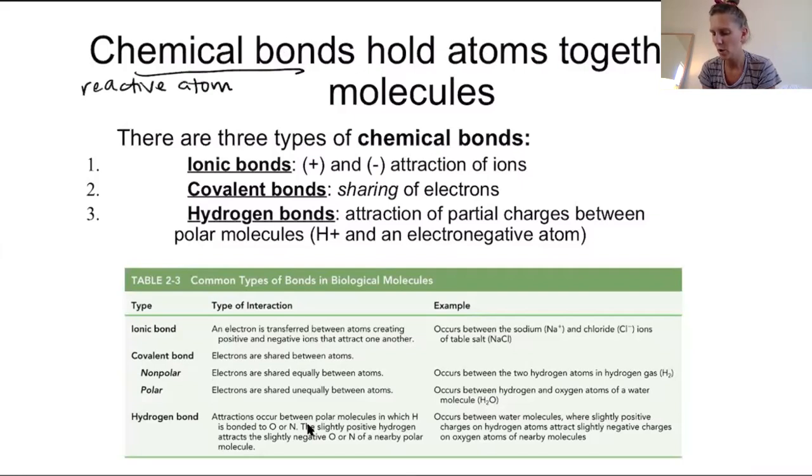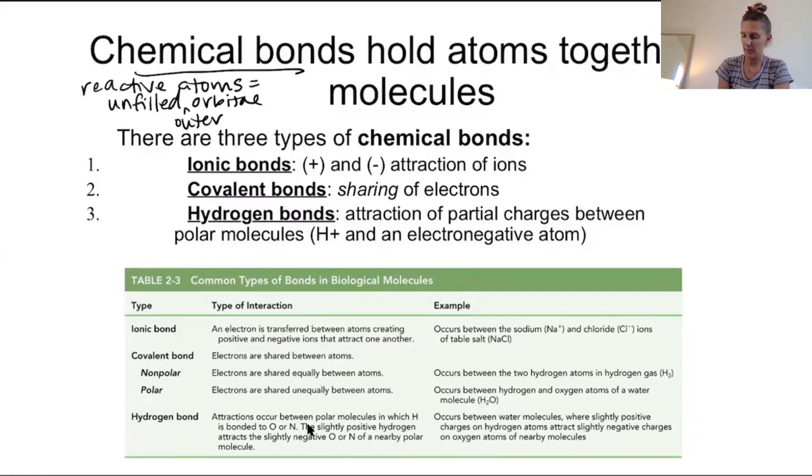And if you recall, reactive atoms means that they have unfilled, what are those called? Orbitals. Unfilled outer orbital. Hopefully you can read that. Sorry. And we're talking about three main kinds of chemical bonds.